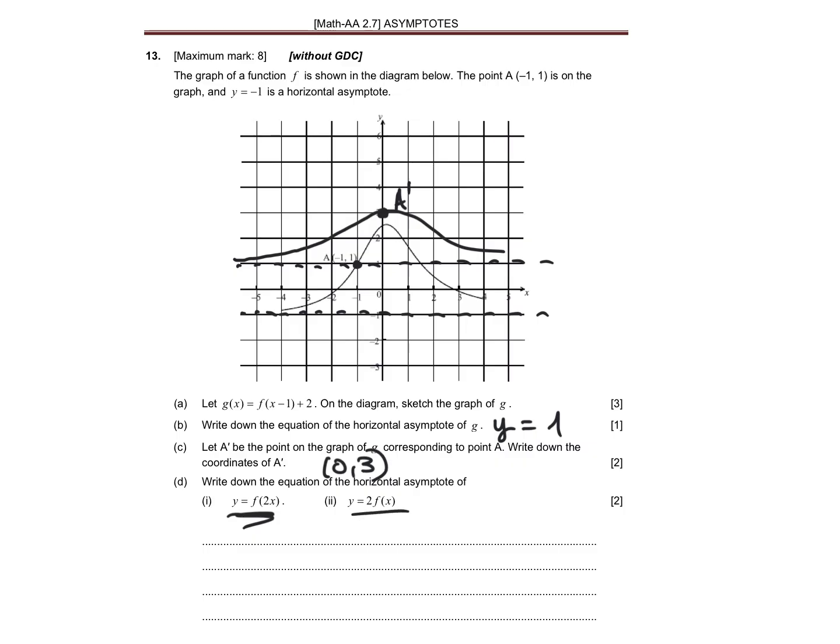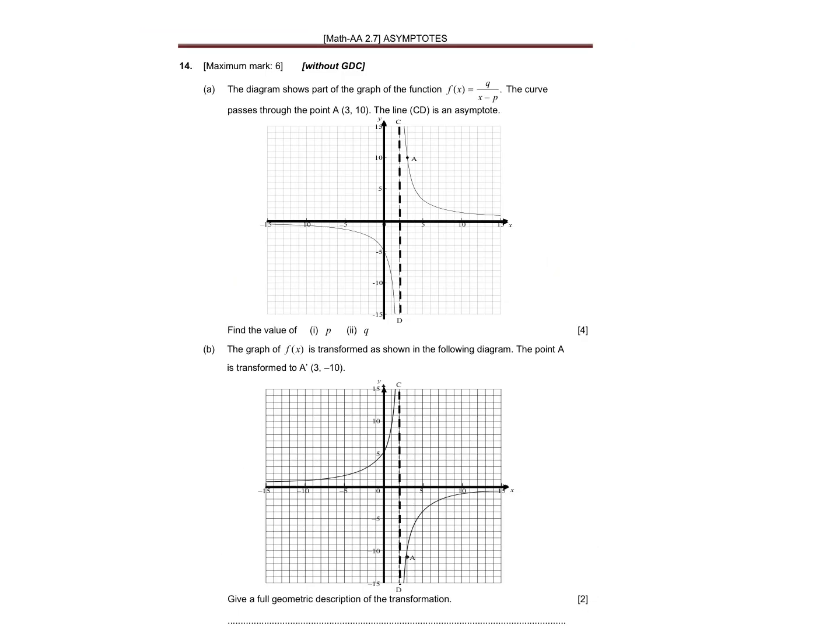So we're dealing with the original graph. So this is going to be y equals -2 because it was -1 and we multiply that by 2. Okay, so for 14, the diagram shows part of the graph of that. The curve passes through (3, 10), and x = 2 is an asymptote. Find P and Q.